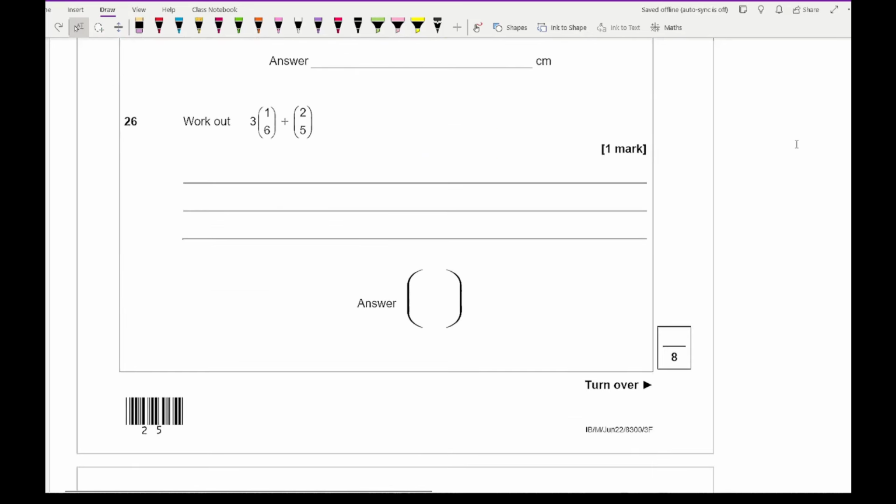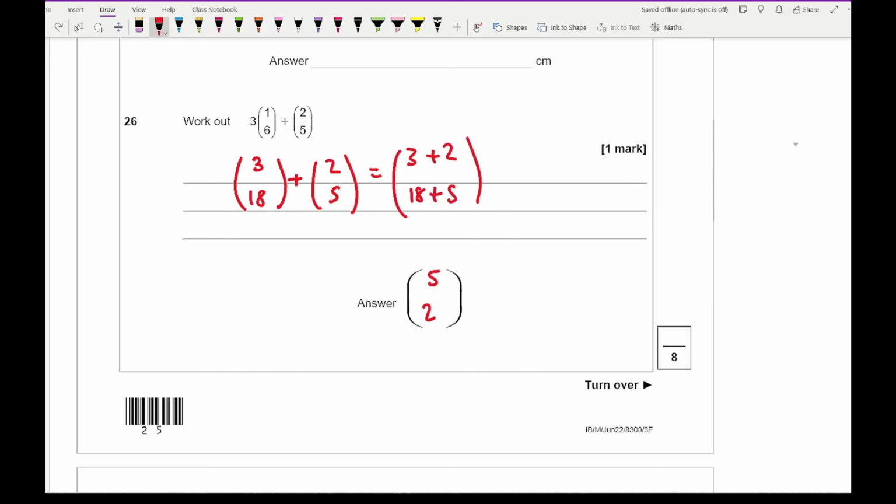Then moving on to question 26, we're looking at vector calculations. So here we've got work out 3 times the vector (1, 6) plus the vector (2, 5). Here we deal with the multiply first. So we multiply the two numbers by 3. 3 times 1 is 3. 3 times 6 is 18. And I'm going to add that to 2 and 5. So the top number is going to be 3 plus 2, which is 5. And the bottom number is going to be 18 plus 5, which is 23.